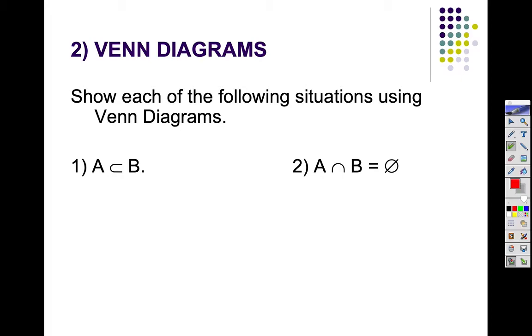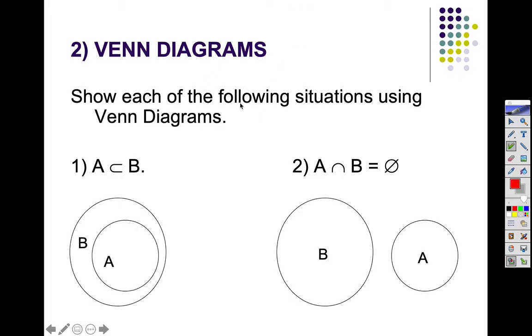Okay, a couple more things. Show each of the following situations. We already did the first one here. A is a subset of B, means A has to be completely surrounded by the B circle. Nothing can be escaped from A.